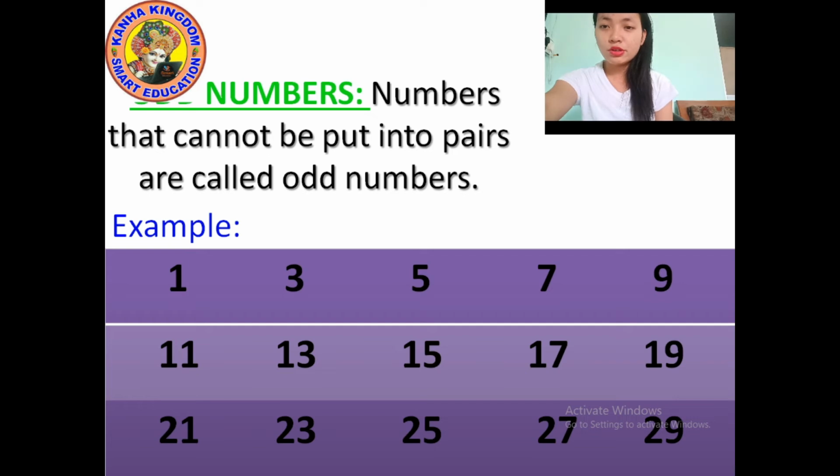Examples of odd numbers are 1, 3, 5, 7, 9, 11, 13, and so on. If the digit in a number's one's place is 1, 3, 5, 7, or 9, that indicates the number is an odd number.